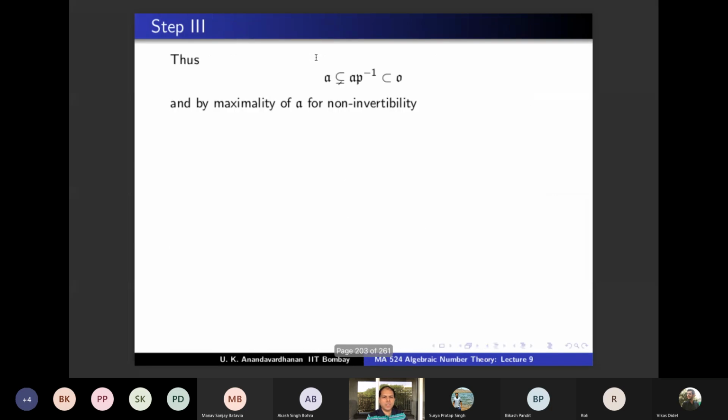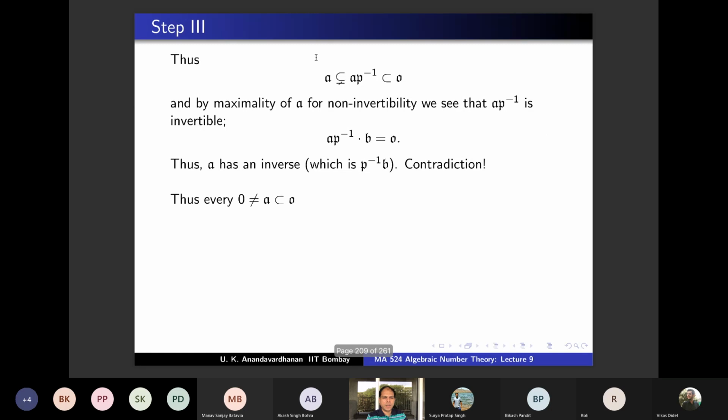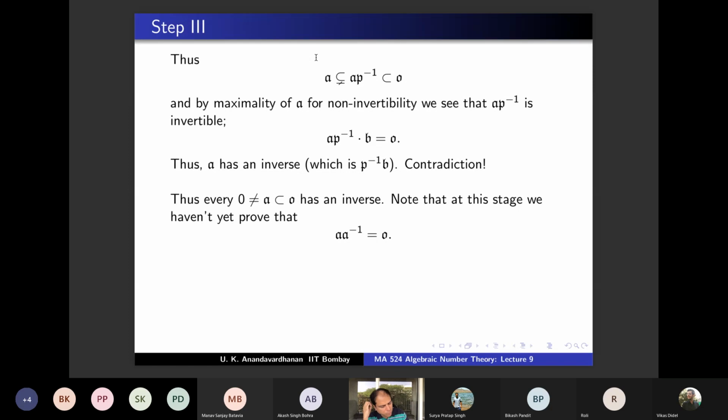Let me do a bit more in step 3 beyond the claim. Because as Manav said, the inverse should be A inverse. I haven't shown that yet. Let us show that also as part of step 3. So every non-zero ideal is invertible, we have shown already because of this contradiction. Note that at this stage, we haven't yet proved that A times A inverse is O. A inverse is defined, but we haven't yet shown it. What we know is A times A inverse is contained in O.